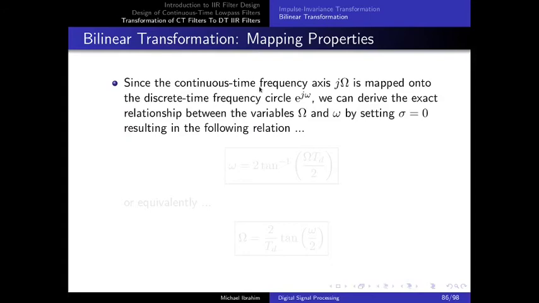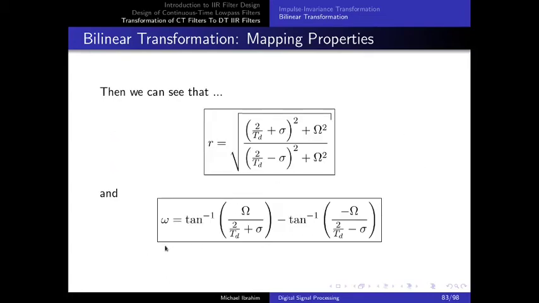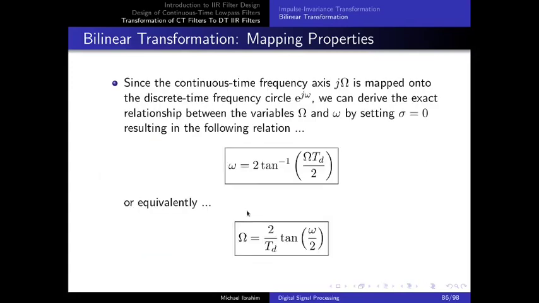Since the continuous time frequency axis j omega is mapped onto the discrete time frequency circle e to the power j omega, we can derive the exact relationship between capital omega and lowercase omega by setting sigma equal to 0. Because the j omega axis is the continuous time frequency, it happens at sigma equal to 0. So we set sigma equal to 0 in the relation between lowercase omega and uppercase omega. This equation over here, if we set sigma to be equal to 0, gives a relation between omega small and omega capital. And this relation will take this form.